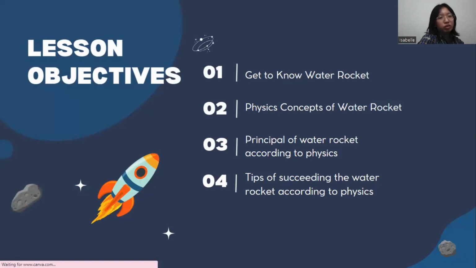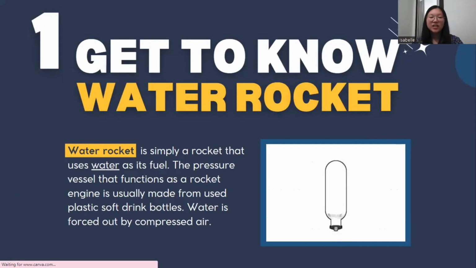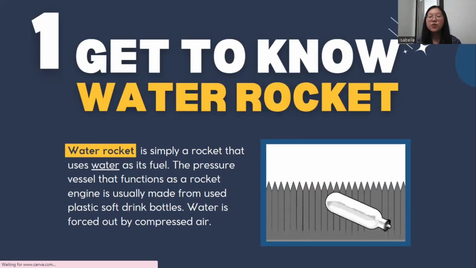The topics we're going to talk about are: the first one is to get to know the water rocket. The second one is the physics concept of the water rocket. The third one is the principle of the water rocket according to physics, and the last one is tips for succeeding with the water rocket according to physics. So first is getting to know the water rocket.